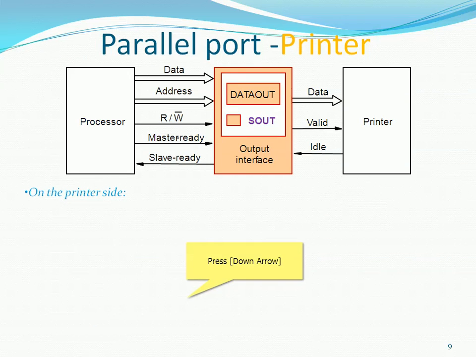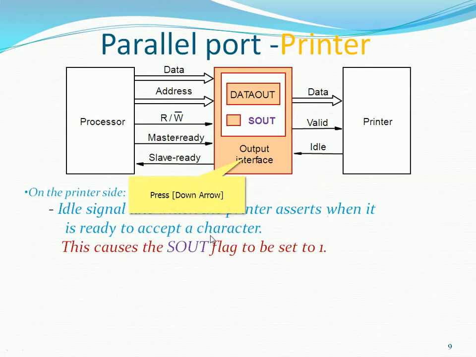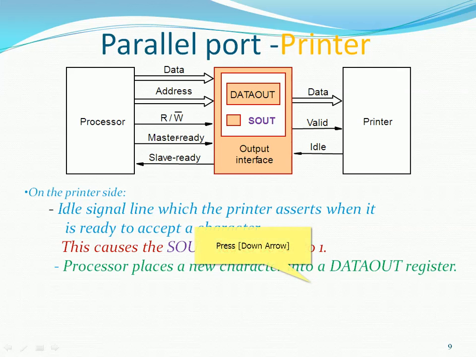Having understood this, the printer side idle signal is what the printer declares, proclaiming that it is ready. When it is ready to accept a character, it is ready to print. This causes the S out flag to be set to 1. So when the printer says it is ready, the S out signal will be set, that is, a one bit flip flop set to 1. And the processor places the new character into the data out register, immediately sending the data to print.